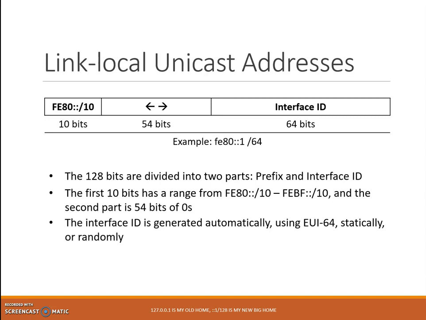Link local unicast addresses are used by routers inside a link. For example, routers use link local addresses as the default gateway address in their router advertisement.